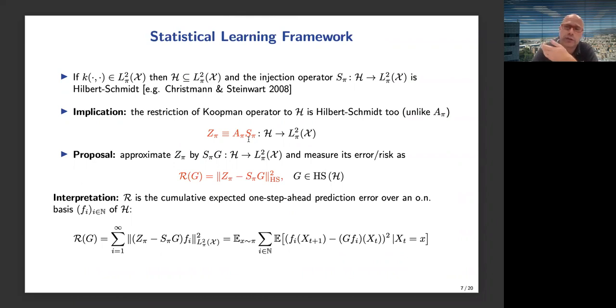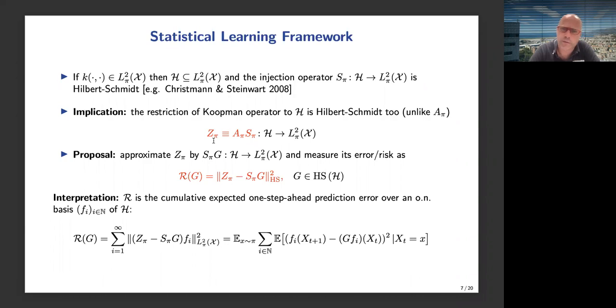Then this operator is also Hilbert-Schmidt, right? Because the Koopman operator is bounded, the injection is Hilbert-Schmidt, and the product of the two remains Hilbert-Schmidt. Okay, so this is interesting because, unlike the Koopman operator, which may not be Hilbert-Schmidt, its restriction to the Hilbert space is Hilbert-Schmidt. And this is good for us because we may hope to approximate it by finite rank operators.